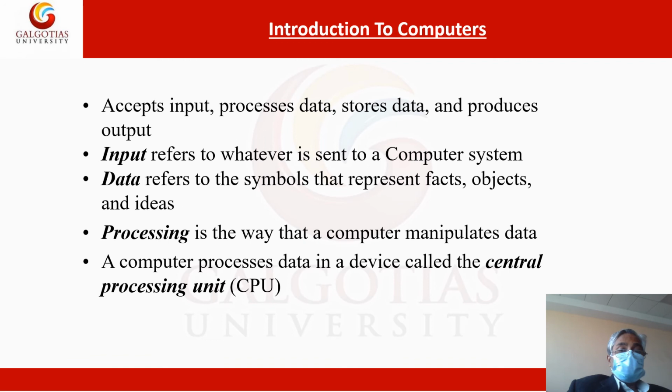Now, a computer system accepts input, processes data, stores data and produces output. What is input? Input refers to whatever is sent to a computer system. And data refers to the symbols that represent facts, objects and ideas. Processing is the way that a computer manipulates data, and a computer processes data in a device called the CPU, or Central Processing Unit.